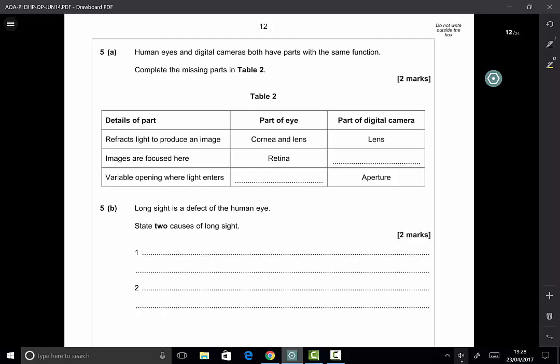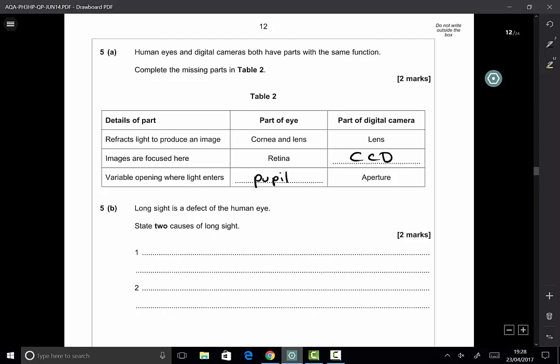In a digital camera, it's a CCD. If it's an old-fashioned camera, it's on some film. A variable opening where light enters. In the digital camera is the aperture, and on your eye is the pupil.